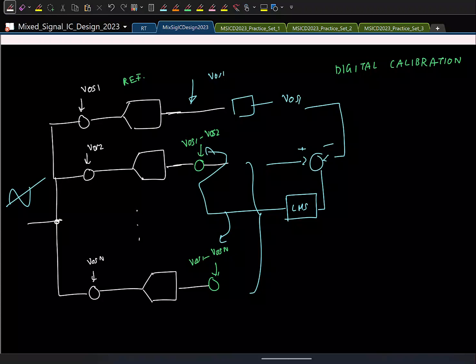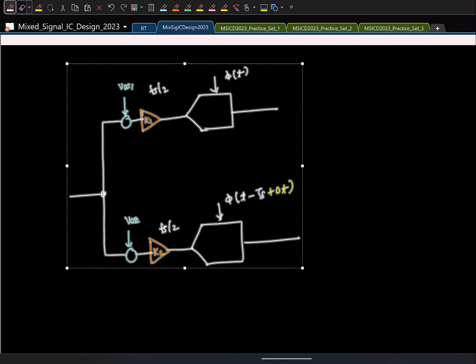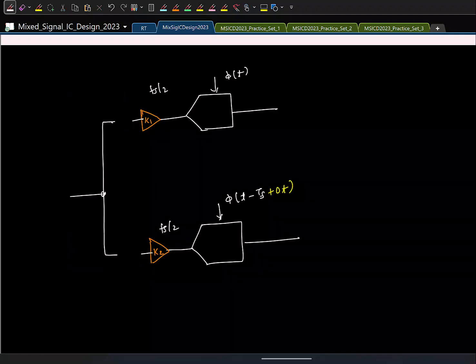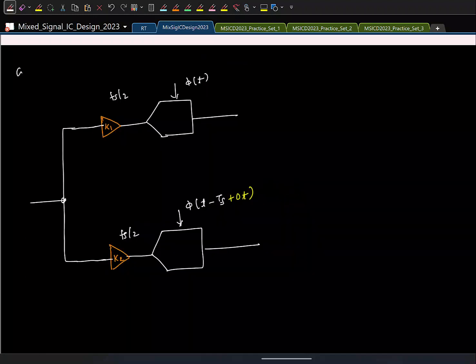So this is with the offset. Now let's look at what happens if there is mismatch in the gains. Again, I'll start with a 2-channel case and then extend it. So now there are mismatches in the gain. Now tell me, what will be the samples I'll get here?